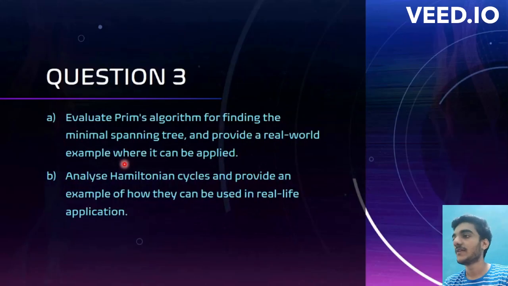Now question number 3: evaluate Prim's algorithm for finding the minimum spanning tree and provide a real world example where it can be applied. Analyze Hamiltonian cycle and provide an example of how they can be used in a real life application. First we will discuss 3a.